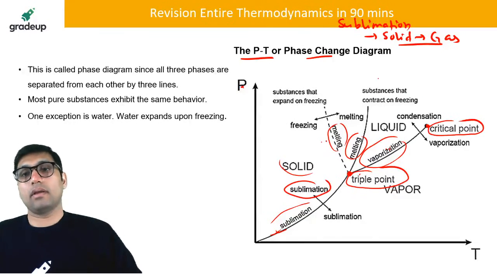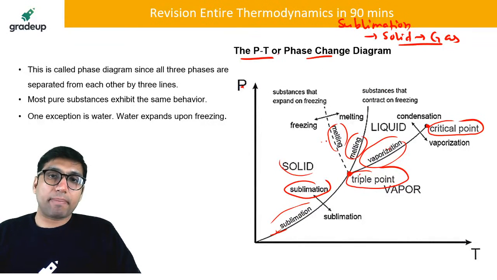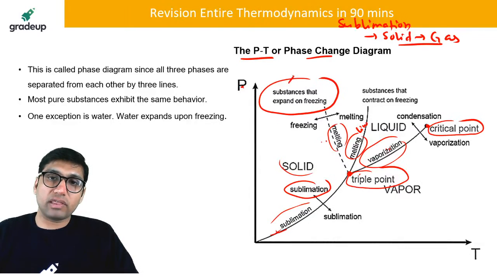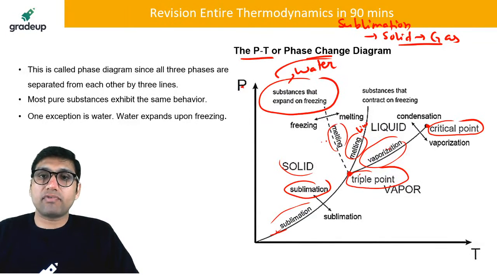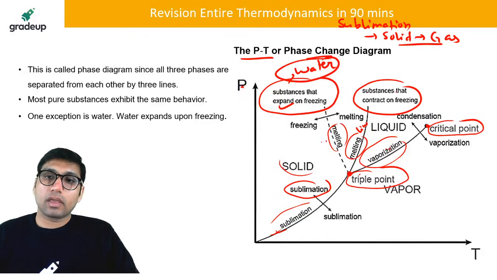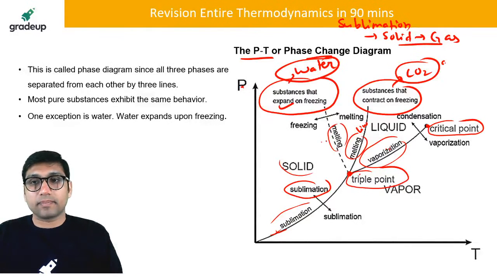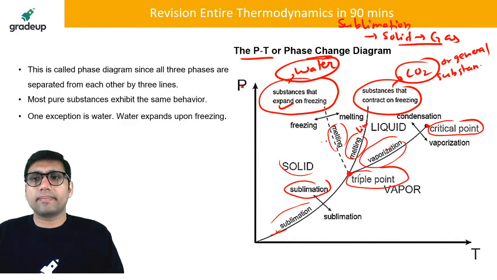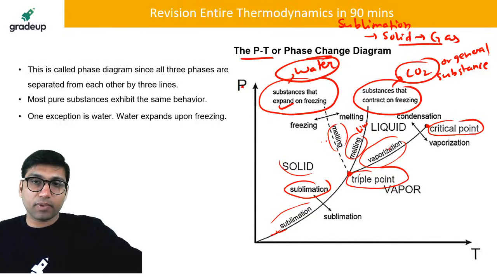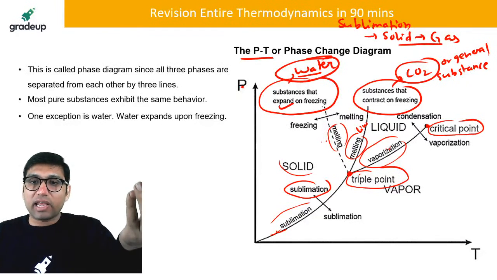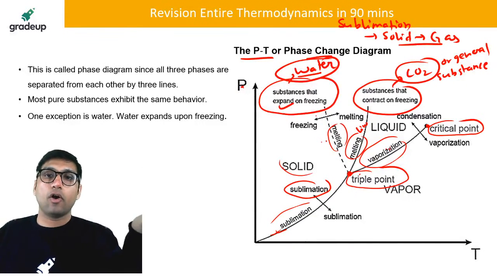Okay. Clear everyone? Now if you see this pressure temperature diagram, there are two fusion lines, two melting lines. One is this, the other is this, the dotted one. This one is for those substances which expand on freezing, for water. Because water is a substance which expands on freezing. While substances that contract on freezing, for example carbon dioxide and other general substances, when they freeze, they contract. But water, when it freezes, expands. So this is how the fusion line differs for water and the other substances.